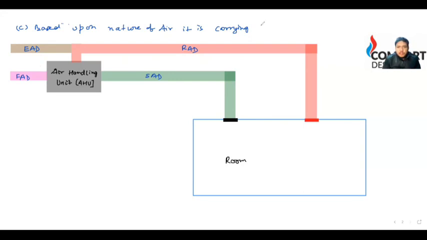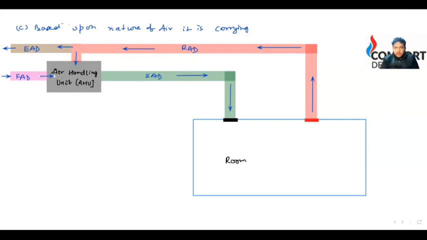Okay, and let me show you the arrow also. So it is going in this direction. Air is coming in this direction. Here the air is going from here to here. Some part is going downward and some part is going here, and it is going outside. Here it is your fresh air duct. It is taking fresh air from here and entering inside the AHU.